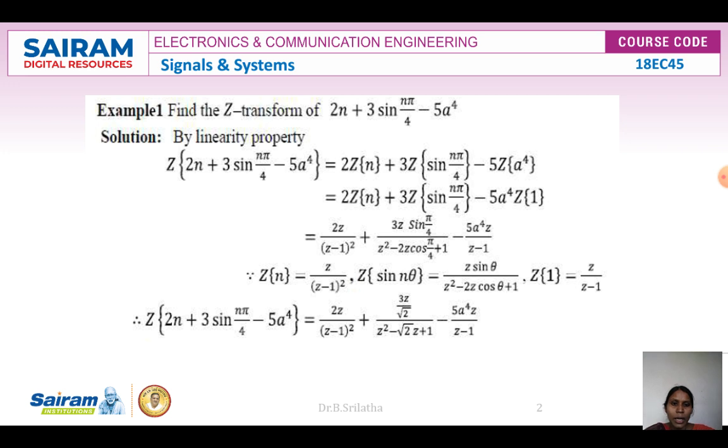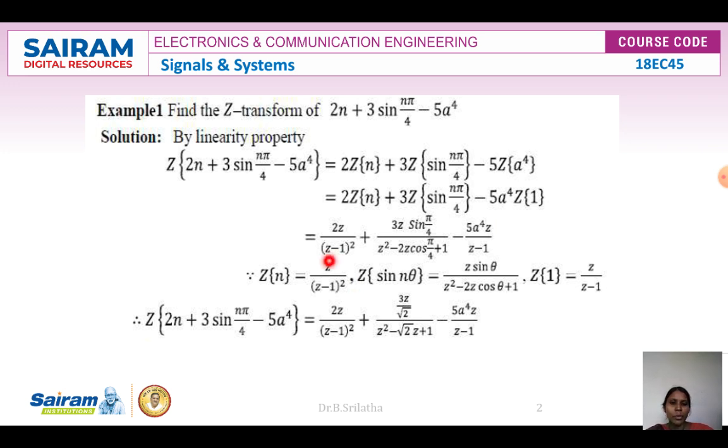Plus here 3 into Z transform of sine n pi by 4. The Z transform of sine n theta is z sine theta divided by z square minus 2z cos theta plus 1. Instead of theta, here we have pi by 4, so I substituted that. Minus 5 into e power 4, which is a constant, we can take out of the Z transform. The Z transform of 1 is z by z minus 1, so this I substituted here.